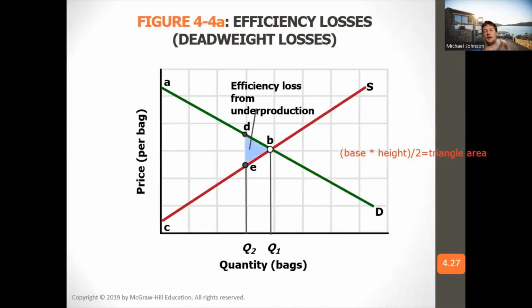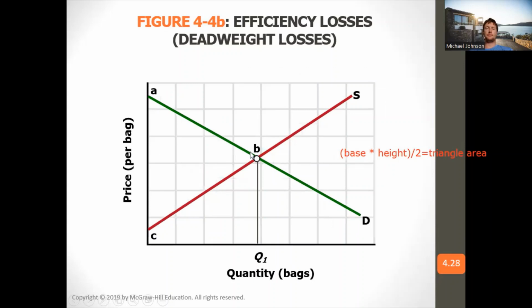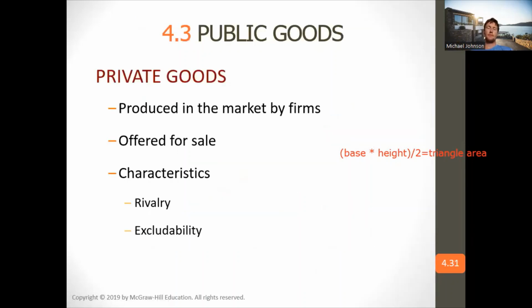So then if quantity is below equilibrium, there's efficiency loss due to underproduction there. And then if quantity is above equilibrium, there's efficiency loss from overproduction.